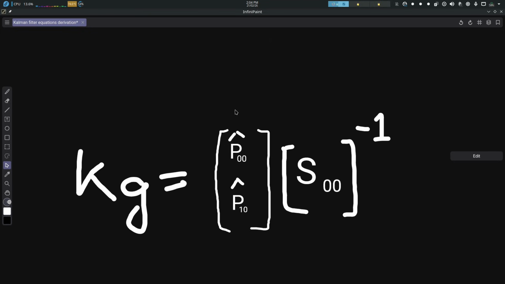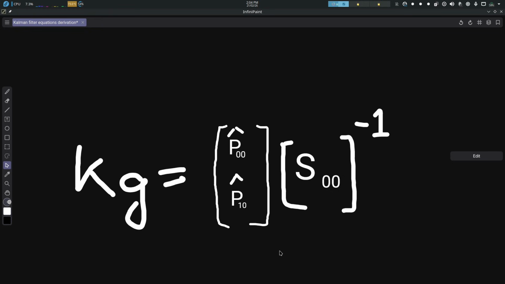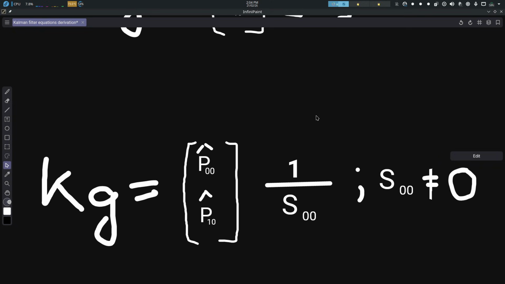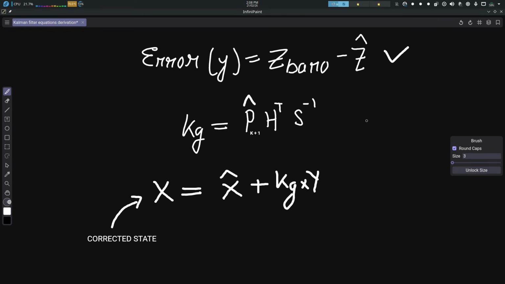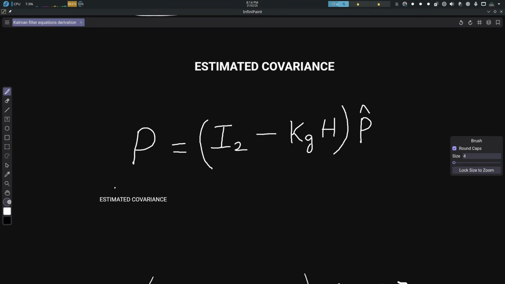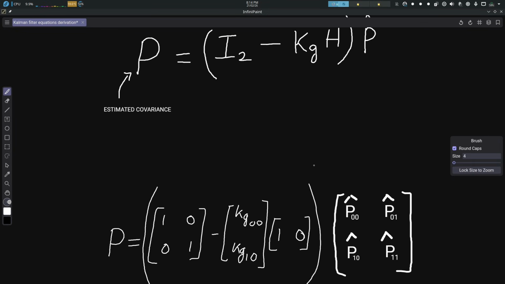It might have caught your attention by now. We need to calculate the inverse of S. And since S is a 1 cross 1 matrix, its inverse is simply 1 divided by S, given S is not equal to 0. Now we have the predicted state, the Kalman gain and the error. So with this, we can calculate the corrected state. Finally, using the following formula, we determine the estimated covariance matrix P.